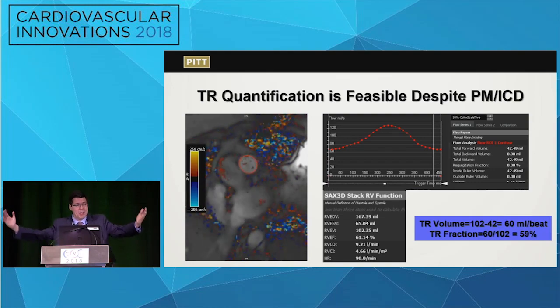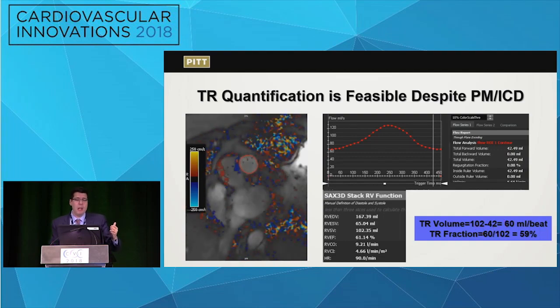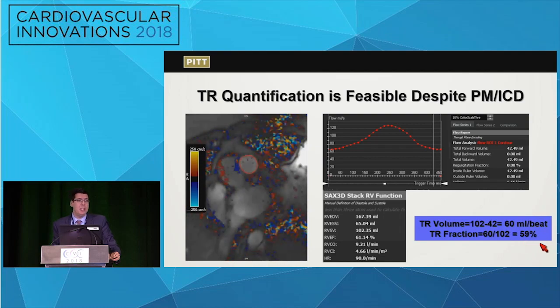If we go to the end diastolic and systolic volume, whatever the ventricle squeezed, which was 102 mLs, should have left the pulmonic valve. When we measure the flow into the main pulmonary artery, only 42. So if you do the math, 60 mLs actually is what regurgitated back into the right atrium. And that's the tricuspid regurgitant volume. If you divide that by 102, you have a tricuspid regurgitant fraction, significant for severe tricuspid regurgitation.